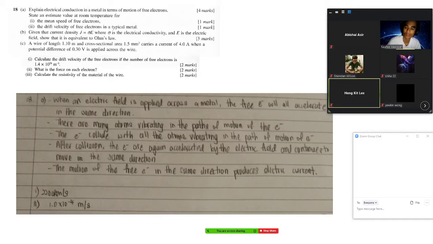Can you see the writing on the paper? Can, sir. Can.